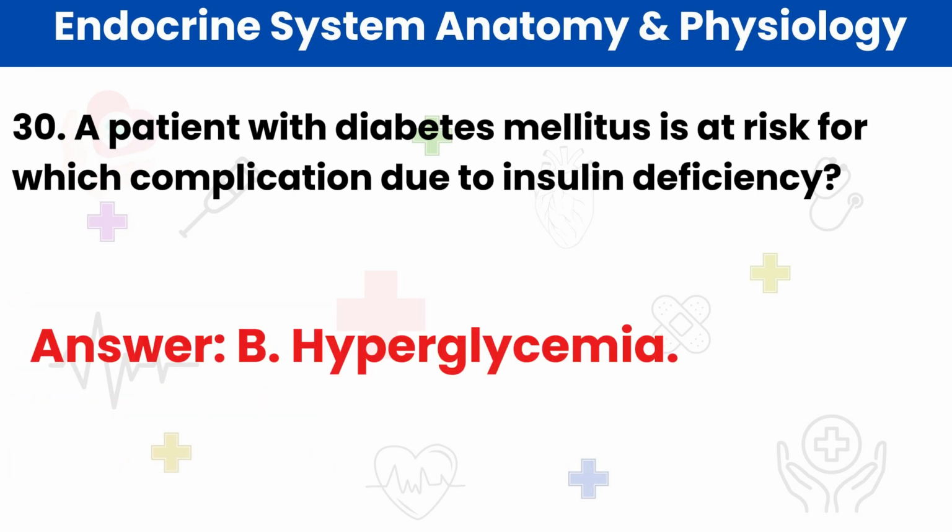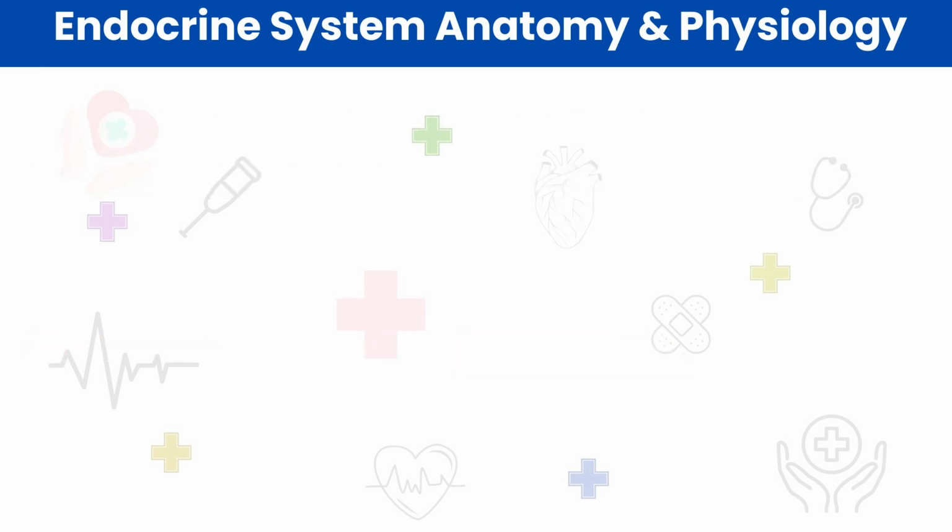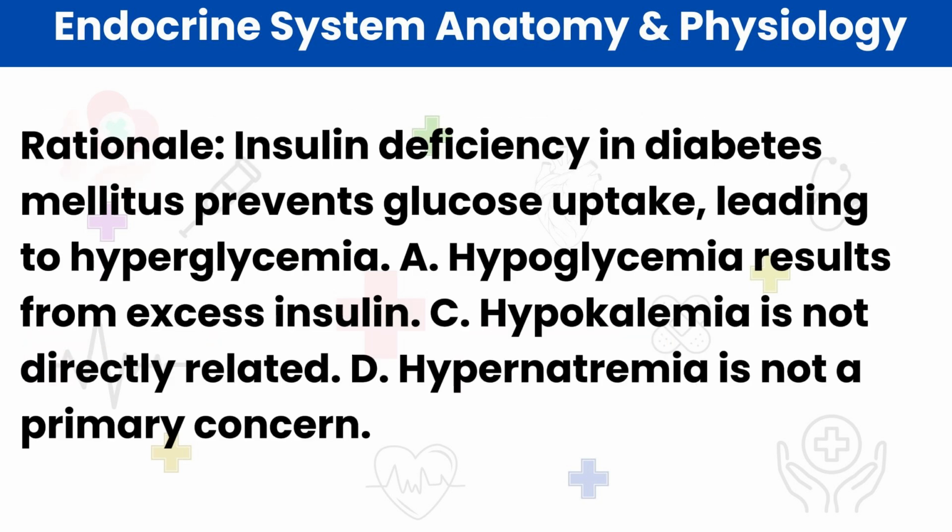Answer: B. Hyperglycemia. Rationale: insulin deficiency in diabetes mellitus prevents glucose uptake, leading to hyperglycemia. A. Hypoglycemia results from excess insulin. C. Hypokalemia is not directly related. D. Hypernatremia is not a primary concern.